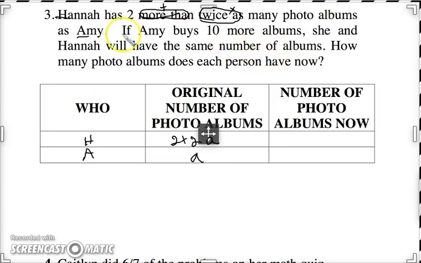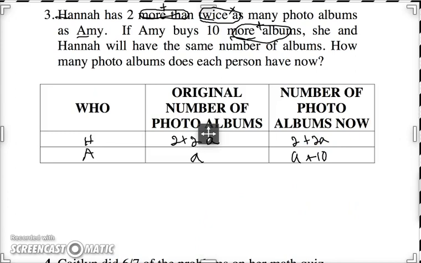So now it says, if Amy buys 10 more albums, that means Amy originally has A albums, and now she's buying 10 more albums. Ten more means addition. That means Amy now has A, which is what she started with, plus 10 more. Then it stops there. Then it says, well, do we know how many albums Hannah has? We don't. Since Hannah hasn't bought any more albums, Hannah stays the same. Okay? And now we're ready for the question.